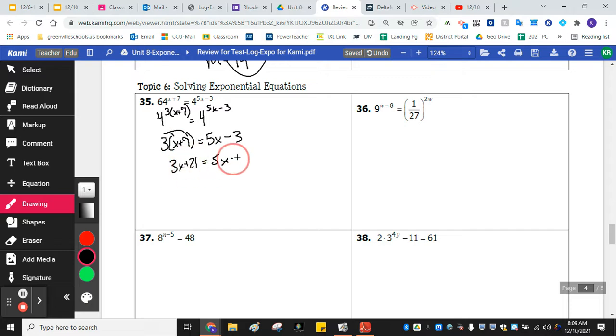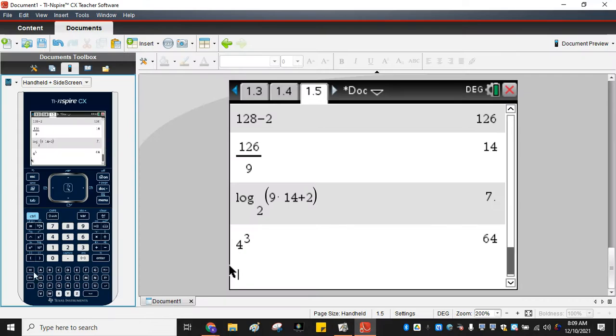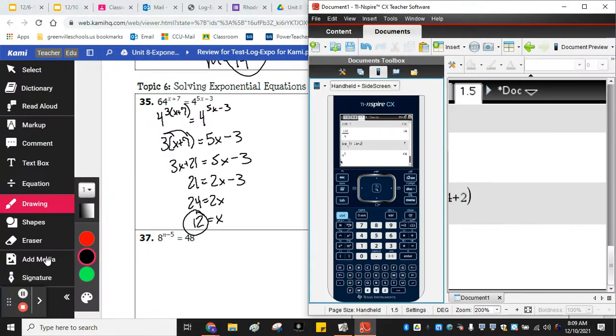Made so many mistakes in this video. Subtract over 3x, I get 2x. Add over 3, I get 24. Divide over by 2, I get 12. Check your answer. Always check your answer. There's no reason not to check your answer. I'm checking it so I know I'm not teaching you wrong. 64 to the 12. I don't have my answer key, as you can tell. It's at school.